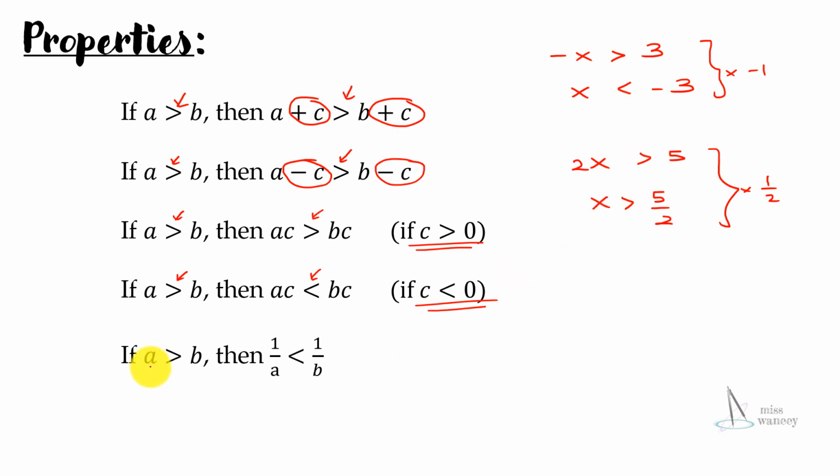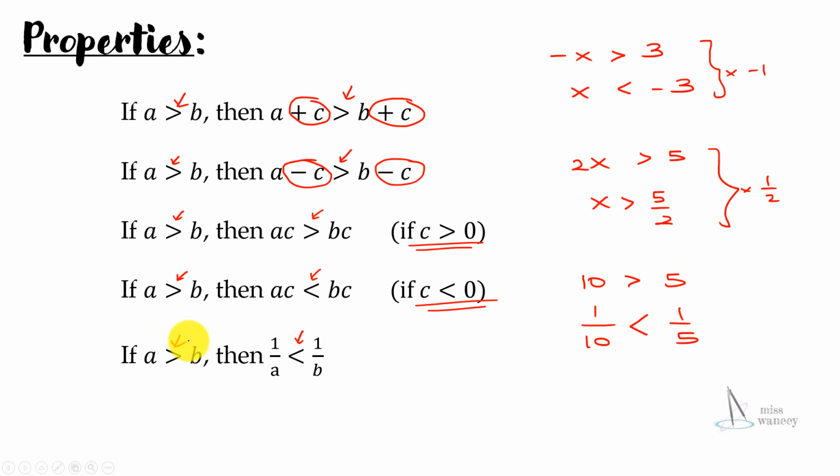Another one is that if we have A greater than B, then if we take the reciprocal, 1 over A is simply less than 1 over B. For example, let's say I give you 10 is greater than 5, and if I do 1 over 10 and 1 over 5, obviously 1 over 5 is definitely greater than 1 over 10. So that means if we take the reciprocal of A and B, then we should flip the sign as well.